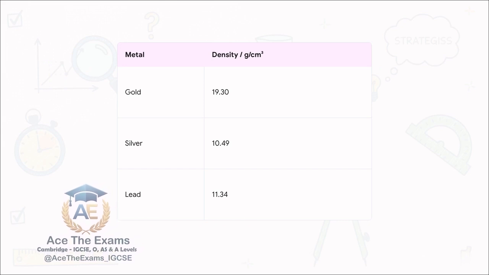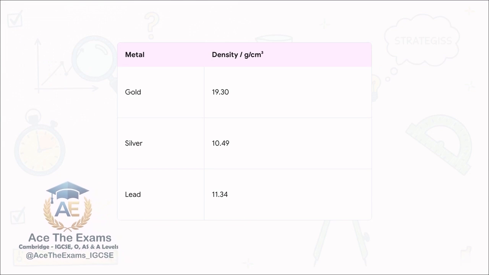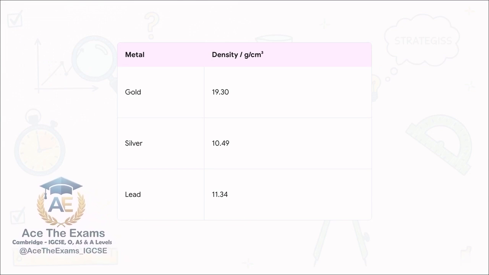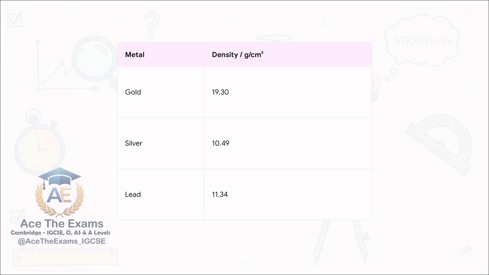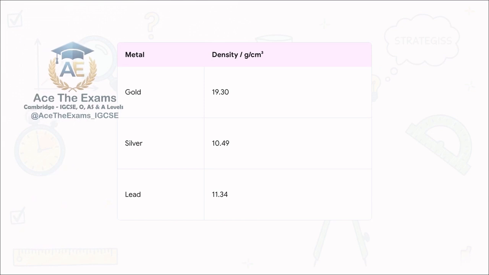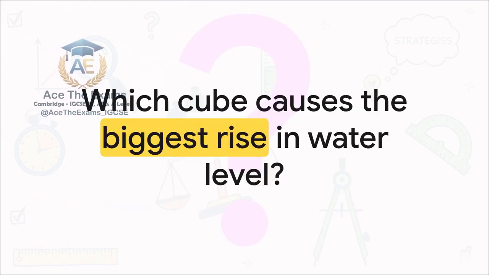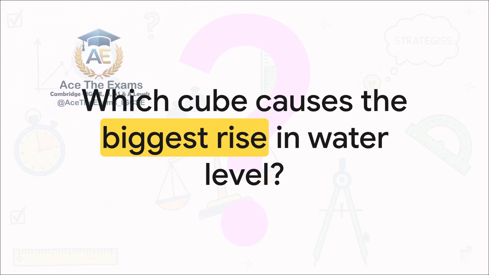And here is the absolutely crucial piece of evidence. All 3 cubes have the exact same mass. Keep that locked in your head. Equal mass, completely different densities. Let's move to the actual question and see exactly how the examiner builds a trap for the unprepared student. Challenge 2, find the flaw. The exam question is, which cube will cause the biggest rise in water level when lowered into a beaker?